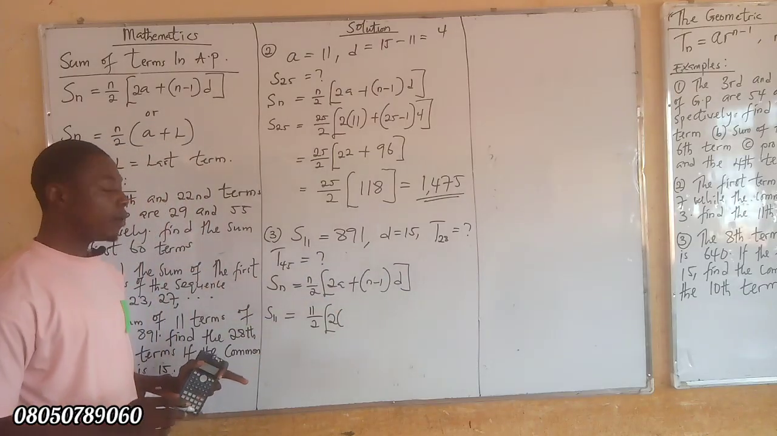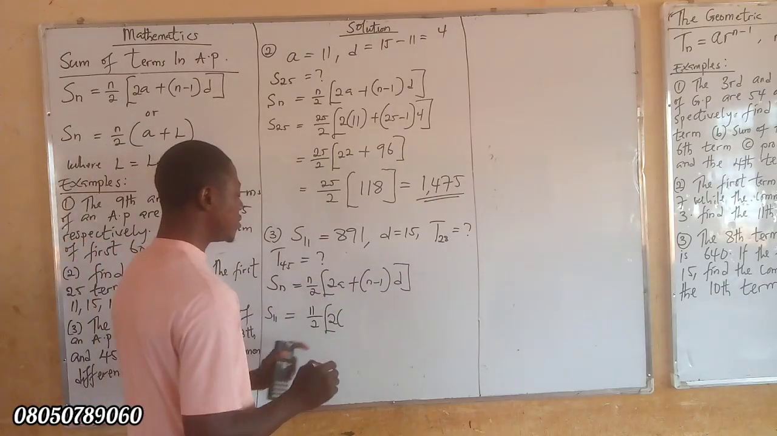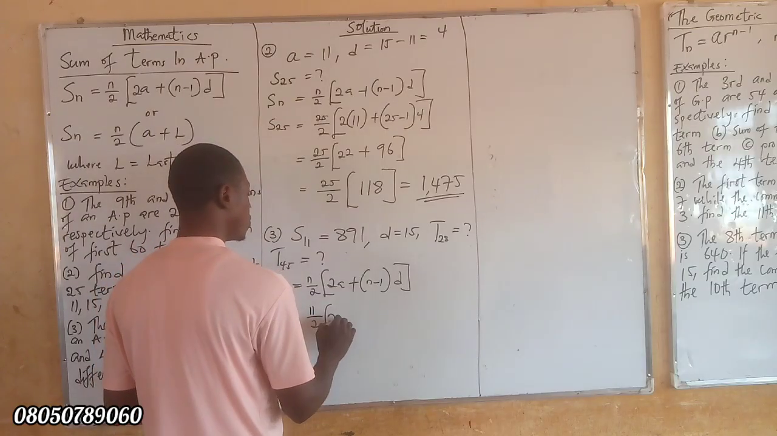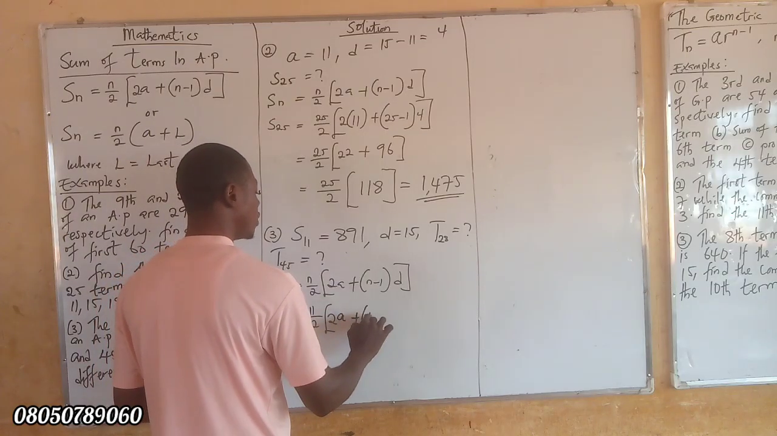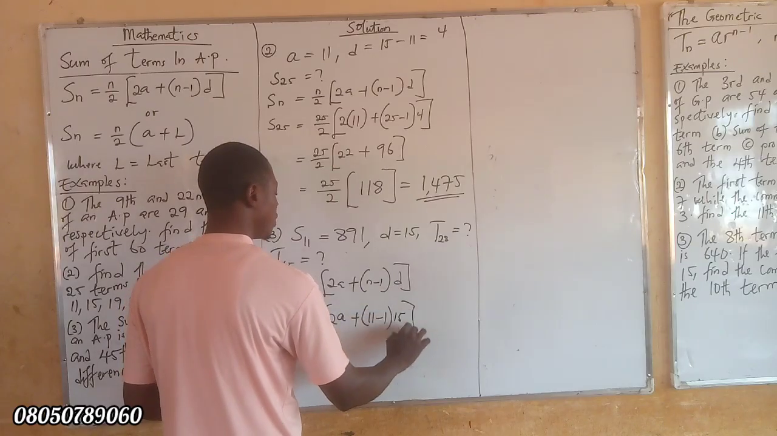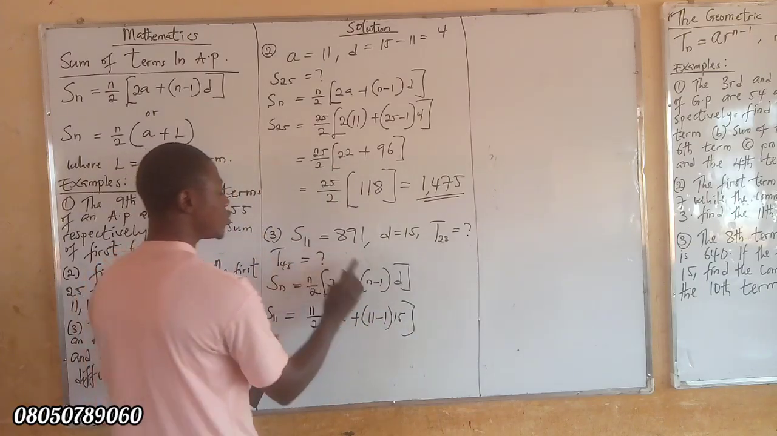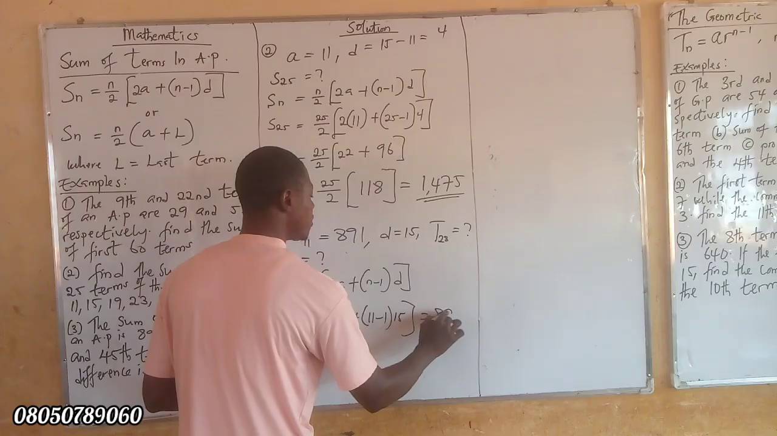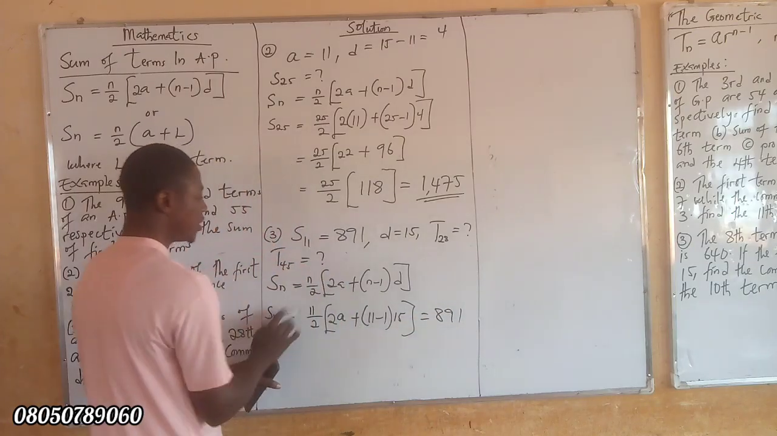But remember, our A is not given, so the target is to find our A. So here will be what? 2A plus (11 minus 1). Then our D is given to be 15. Then this 11th term is given to be equal to 891. So the 11th term is given.